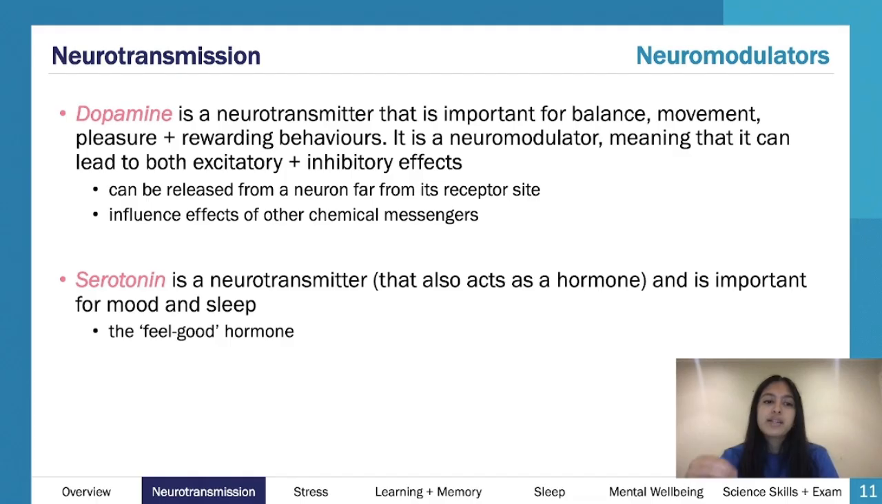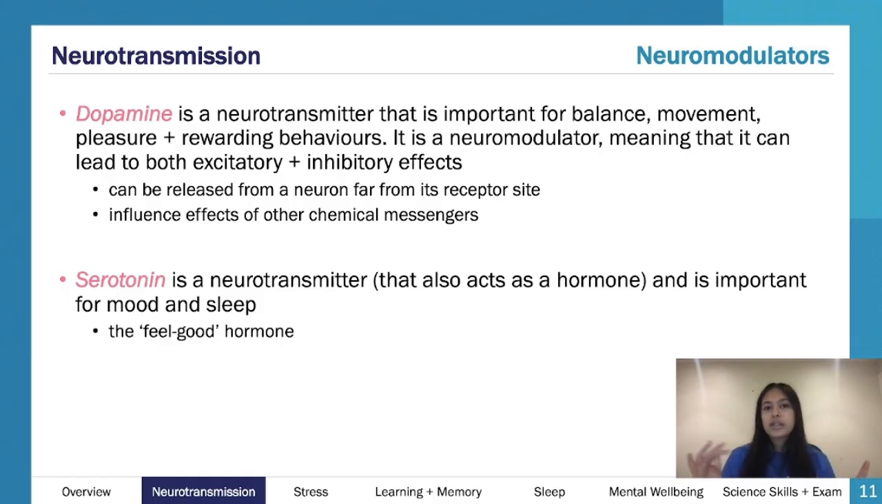Okay, so dopamine and serotonin, these are also examples of neurotransmitters, but they are also what we'd call neuromodulators. So neuromodulators, again, they are neurotransmitters, so they've got all those properties or characteristics that we've just discussed before.